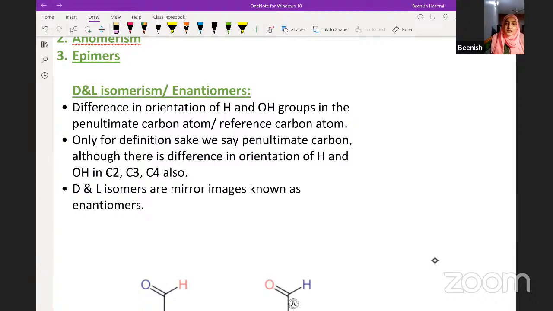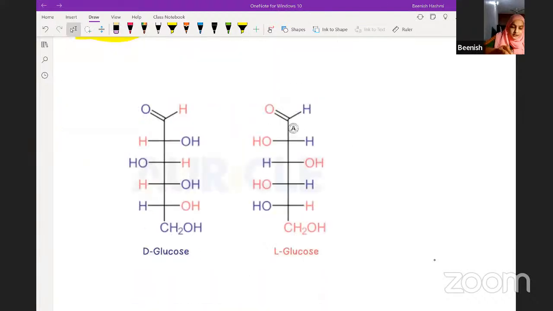So D and L isomers. We were talking about that by definition it says that there is difference in orientation of H and OH groups in the penultimate carbon. Although this is only for the sake of definition that we use the term penultimate carbon or the reference carbon, there is difference in orientation of hydroxyl and hydrogen even in carbon 2, 3 and 4. Now your D and L isomers, they are mirror images of each other and are known as enantiomers. So we will understand this more clearly with the help of a diagram.